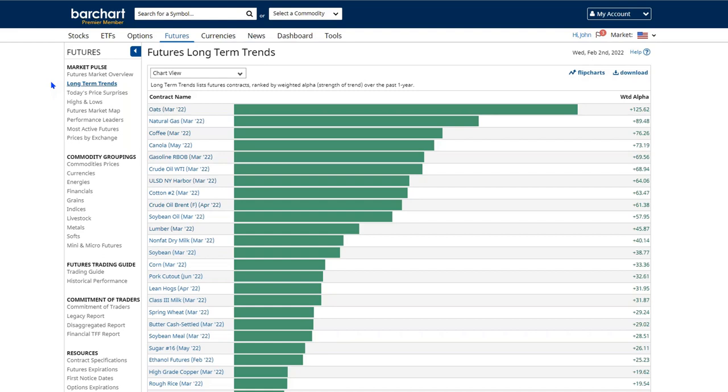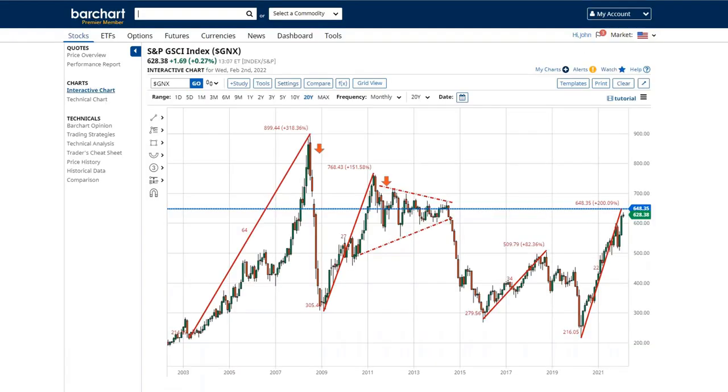This is a weighted alpha over the last year. So if we look at something called a basket of commodities, there's something called the Standard & Poor's Goldman Sachs Commodity Index, and this is a 20-year chart. So what this represents is a composite of all the commodities. Now, the Goldman Sachs Commodity Index is weighted more heavily towards energy commodities, about 54%.